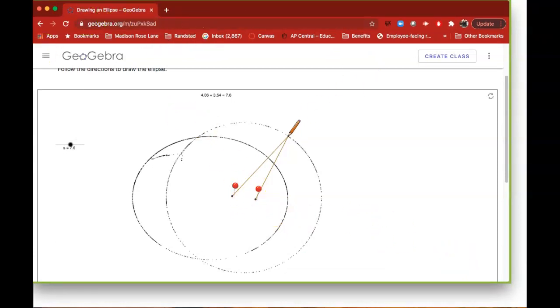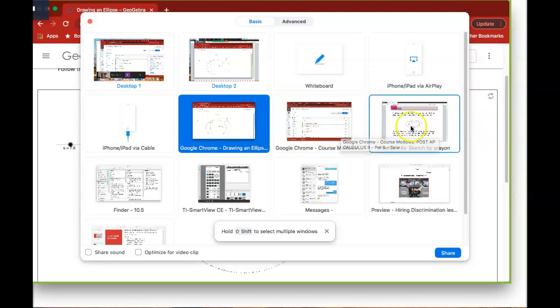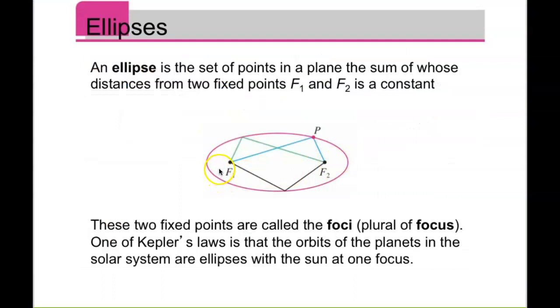All right. Now we have the general idea of what an ellipse is. Let's deal with the algebraic geometry of the ellipse.